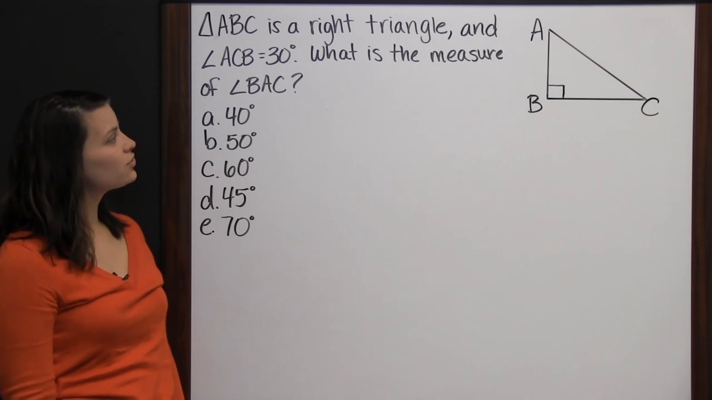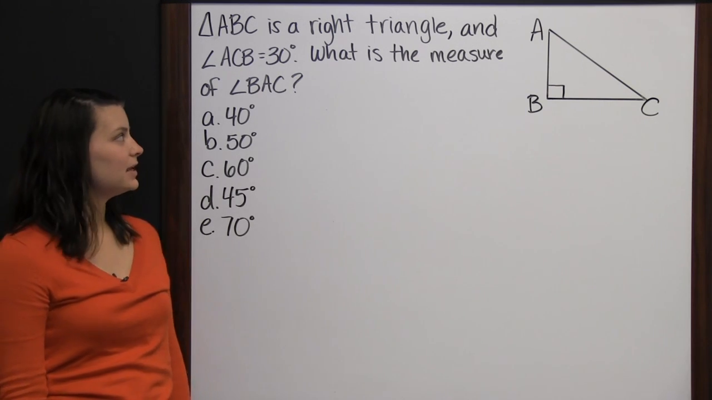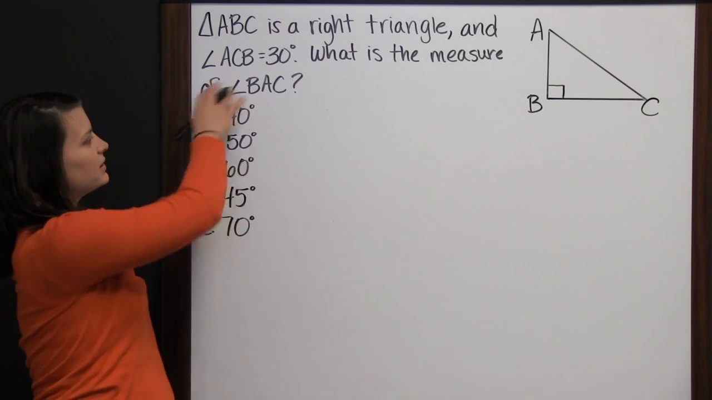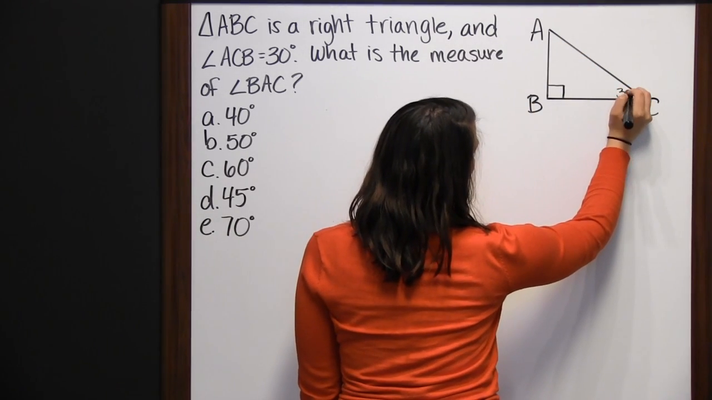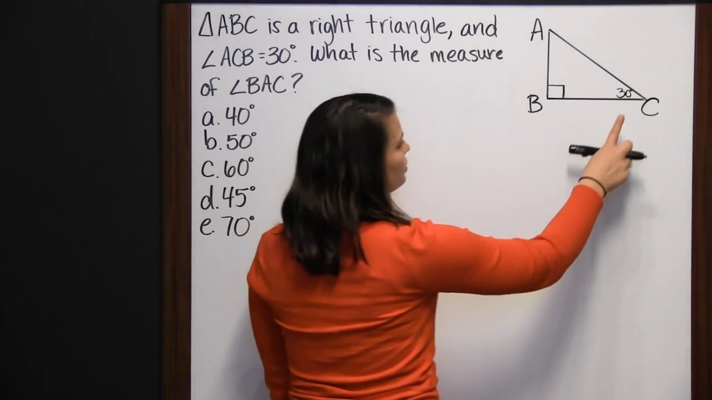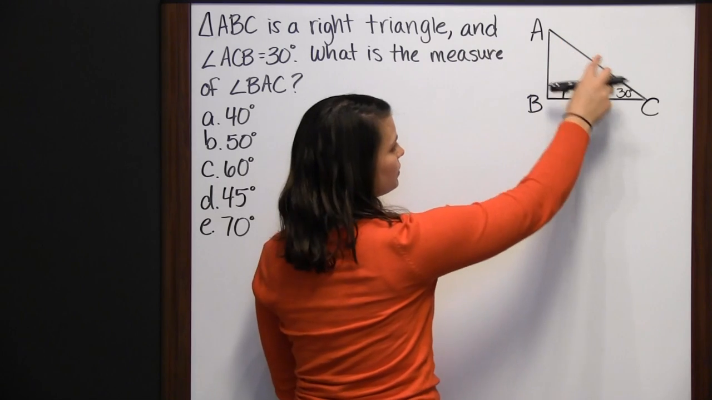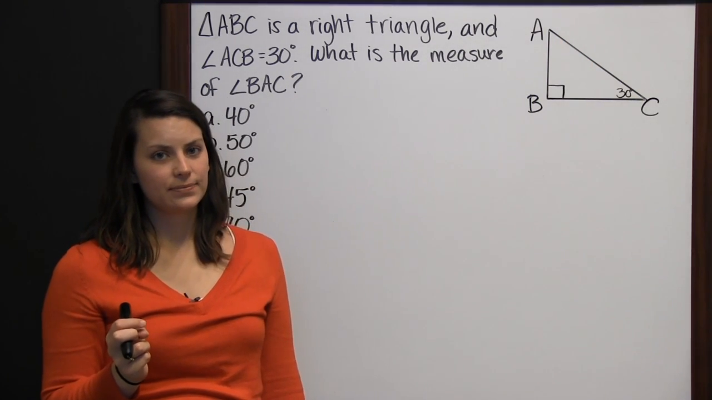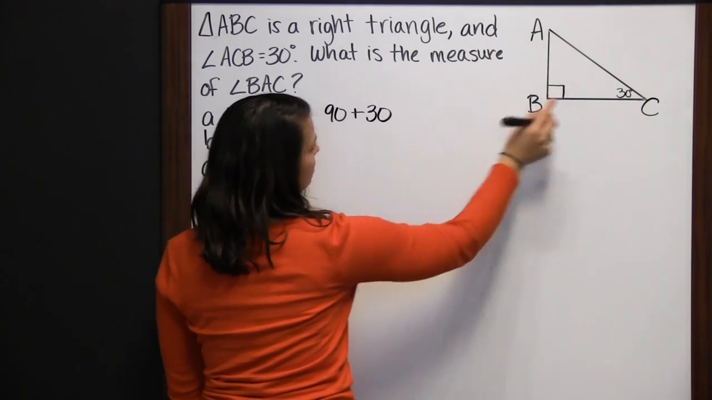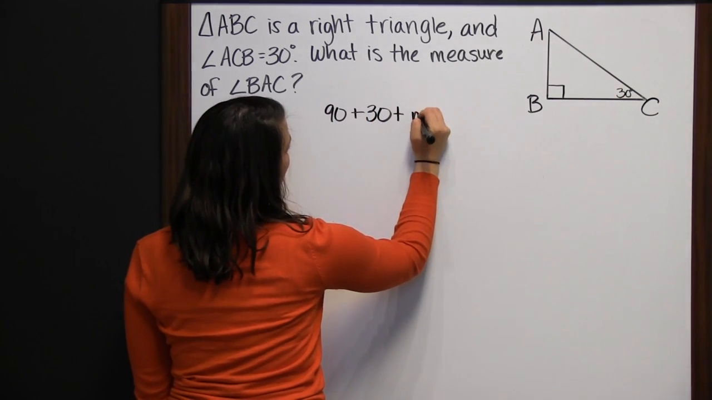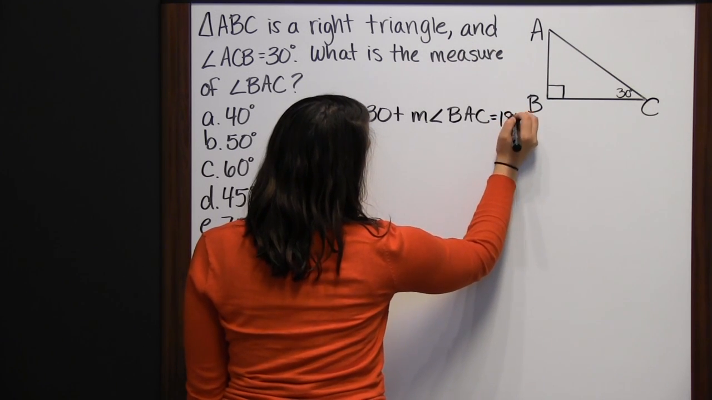Triangle ABC is a right triangle, and angle ACB is 30 degrees. What is the measure of angle BAC? Well, the first thing I want to do is fill in this information that angle ACB is 30. ACB is this angle right here, and it's 30 degrees. So I know 2 out of the 3 angles of my triangle. And I know that the 3 angles of a triangle add to be 180. So that means that this 90 degree angle plus this 30 degree angle plus the measure of angle BAC right here equals 180.